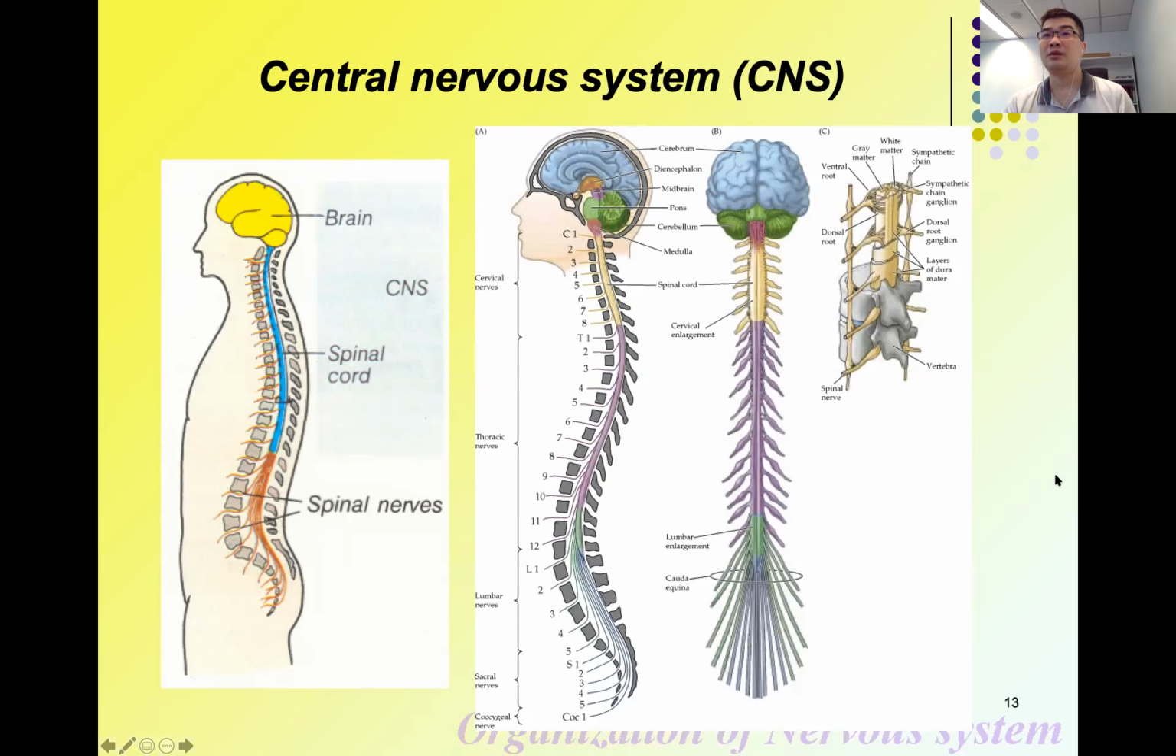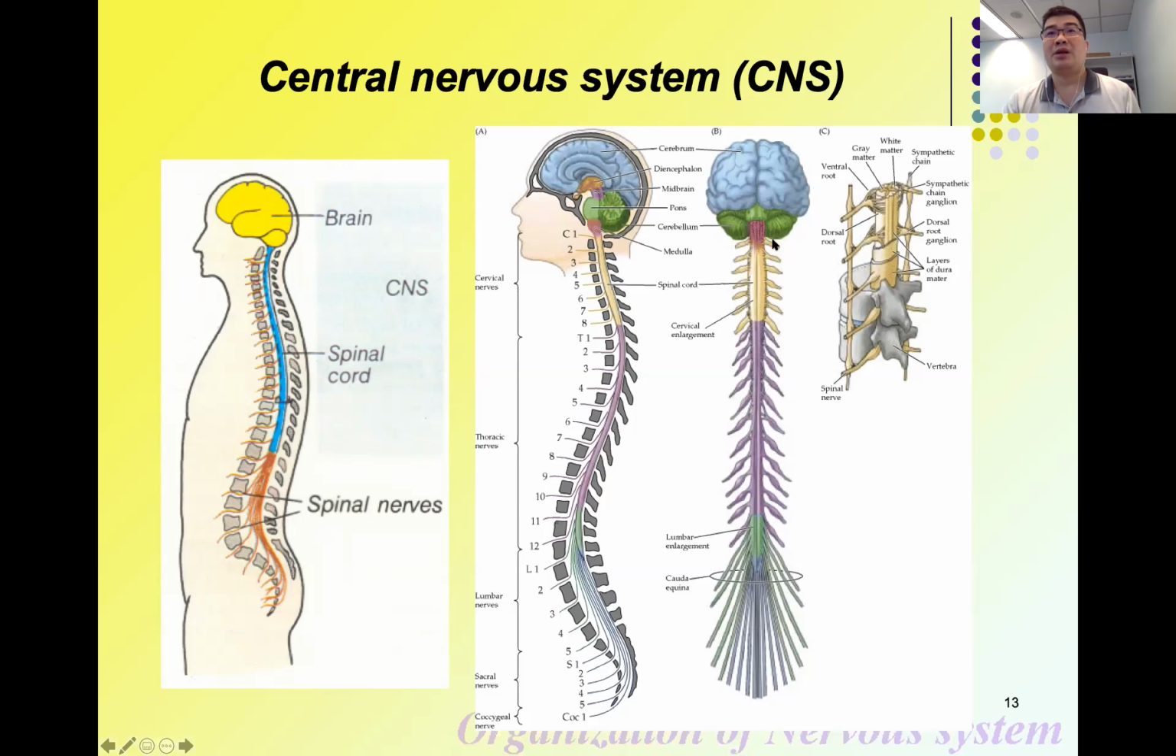One of you may ask, is the hole the blood-brain barrier? No, the hole is not the blood-brain barrier. We will talk about the blood-brain barrier later. Basically, the whole skull and the spinal cord are covered by 3 layers of membrane. We will talk about those when we talk about the blood-brain barrier.